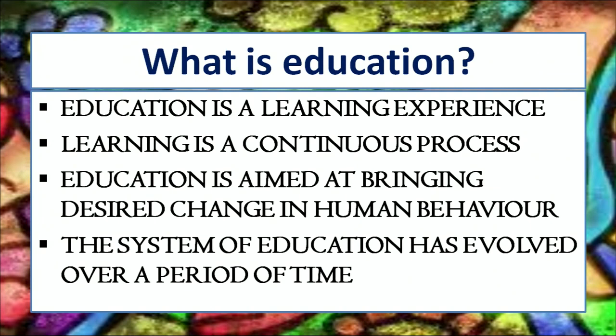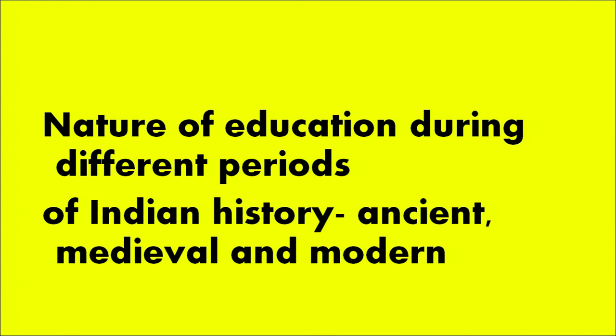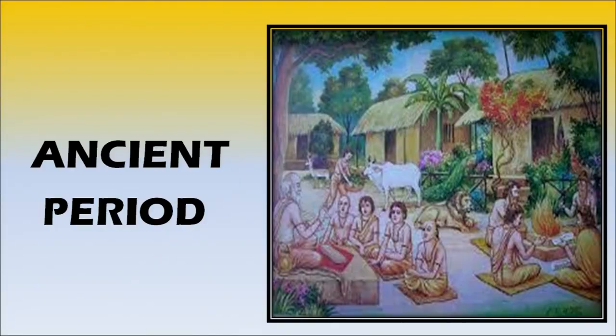Education is the sum of all the learning activities as well as experiences. We must remember that the real aim of education is to modify the human behavior in the desired manner. Like culture, the system of education has also evolved over a period of time. We will now learn about the nature, condition and scope of education during different periods of our history, that is, ancient, medieval and modern. First of all, we will discuss the condition of education in India during the ancient period.